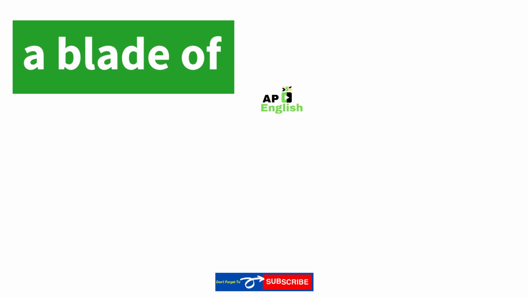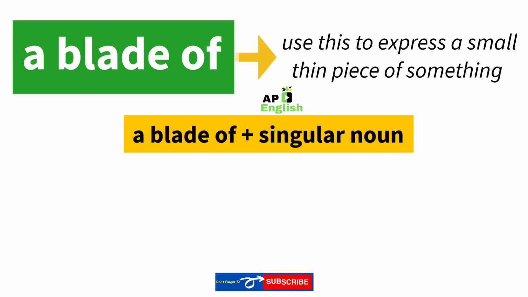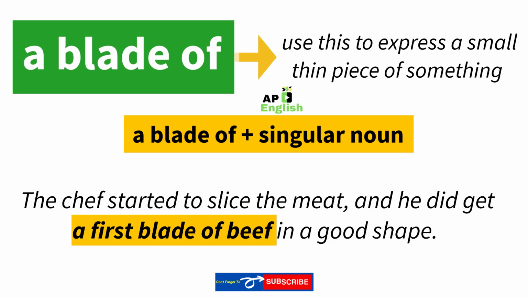A blade of, use this to express a small thin piece of something. Example, the chef started to slice the meat and he did get a first blade of beef in a good shape.